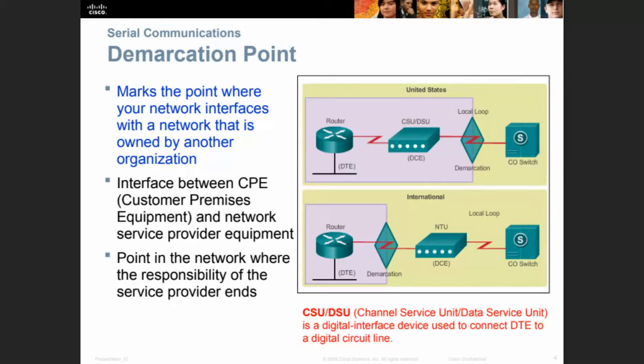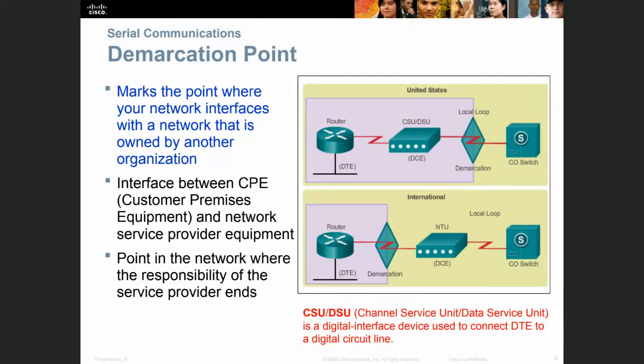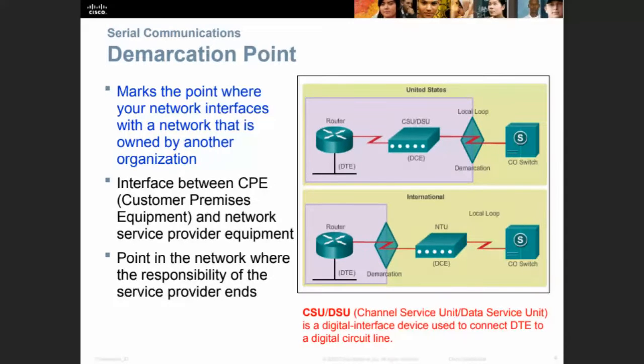between the carrier and the home premises. We have the demarcation point, okay? This is called demarcation, okay? Demarcation is the point where your network interfaces with a network that is owned by another organization.